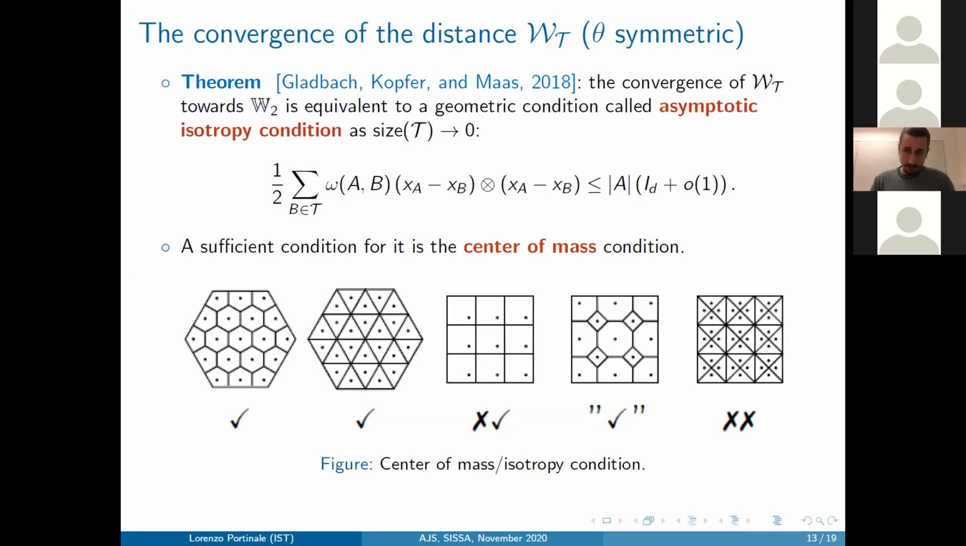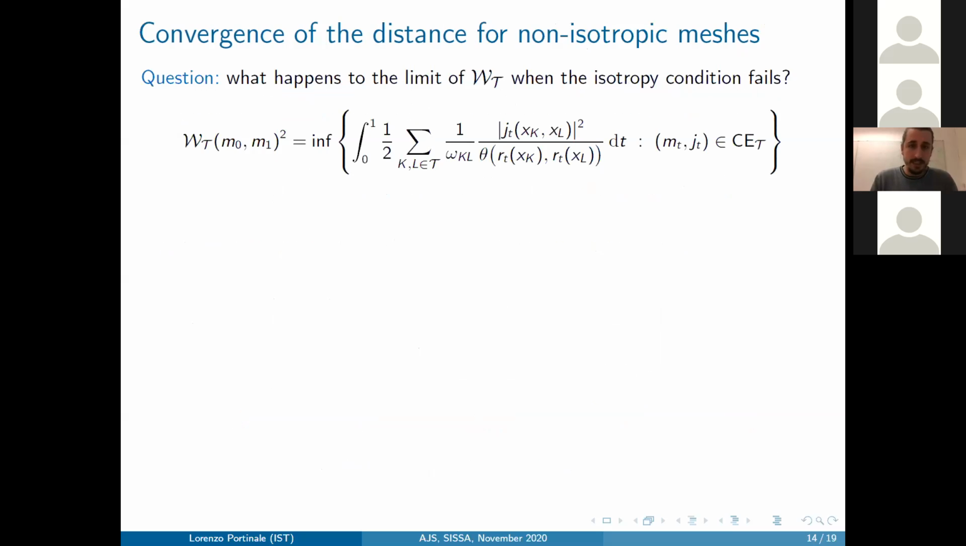So the first question that was addressed in my PhD was, okay, what is happening here? Why is this happening, and moreover, what can we say when the isotropic condition is not satisfied? Can we still say something about the distance? Can we understand why the distance is not converging? And can we characterize the limits of this distance? This is exactly the question I wanted to explain in this slide.